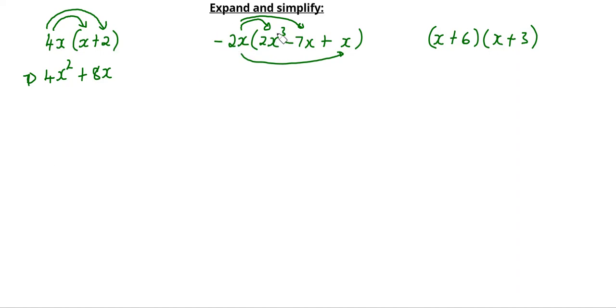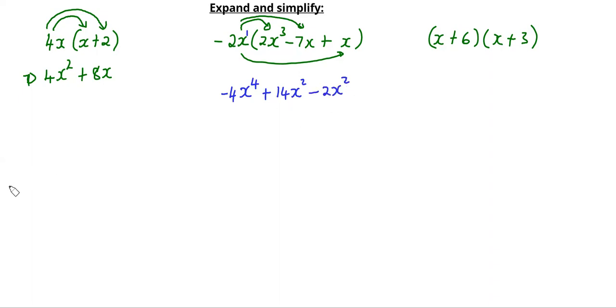So negative 2x times negative 2x cubed. So negative 2 times 2, we're going to get negative 4. Okay. x times x cubed, we're going to say 3 plus 1 power, because here it's actually 1. So 3 plus 1 is going to be x to the power 4. Okay. Then minus 2 times minus 7 is going to give us positive, so it's going to be positive 14. Then x times x is going to give us x squared. Then negative 2x times x is going to give us negative 2x squared.